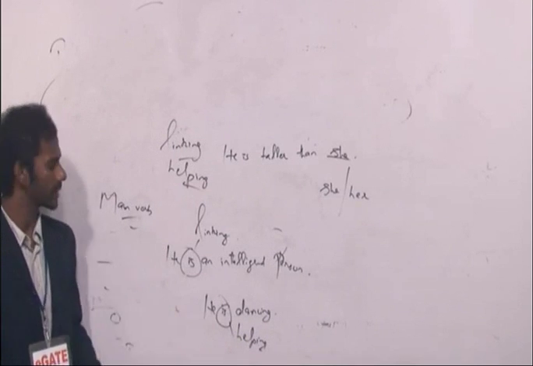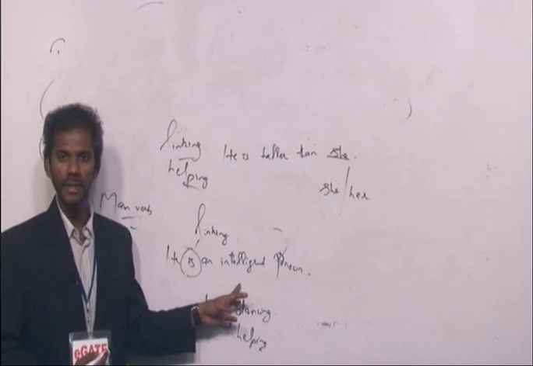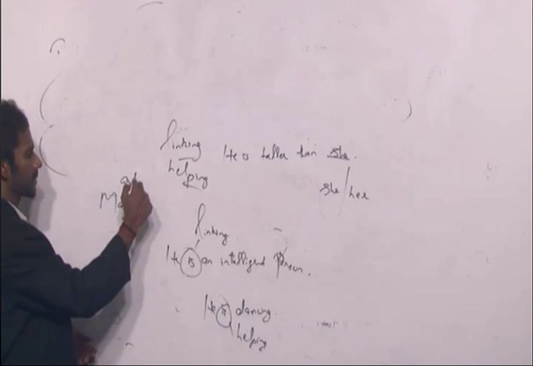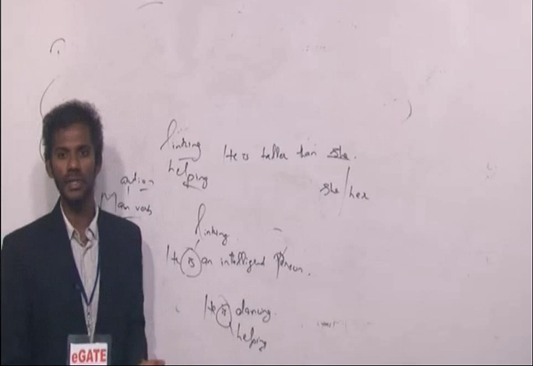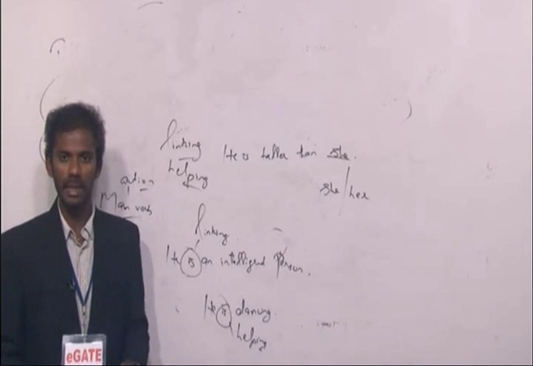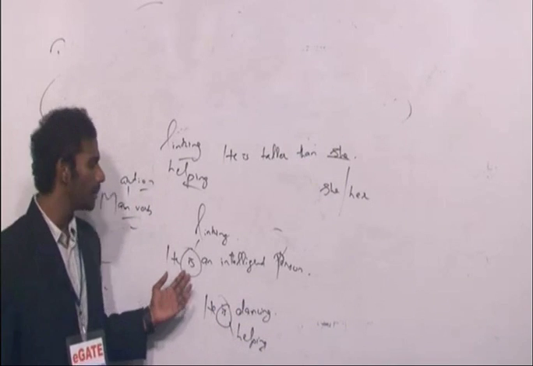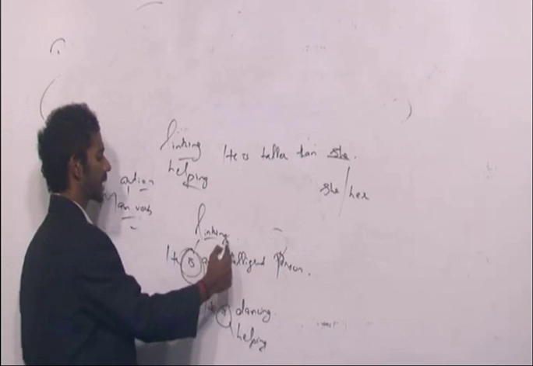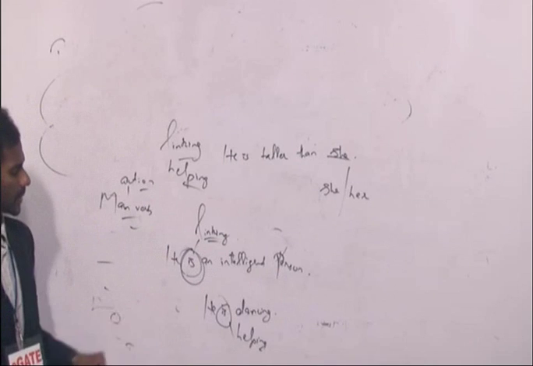Come to the first sentence. He is an intelligent person. Is there any main verb in this sentence? I mean any action? Main verb refers to action. Any action? No action. That means there's no main verb. If there's no main verb, there will surely be an auxiliary verb, because there are no sentences in English without a verb. If there is no main verb in a sentence, then the auxiliary verb in that sentence is termed as linking. Right?